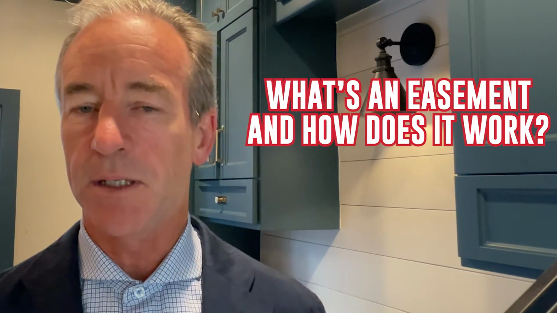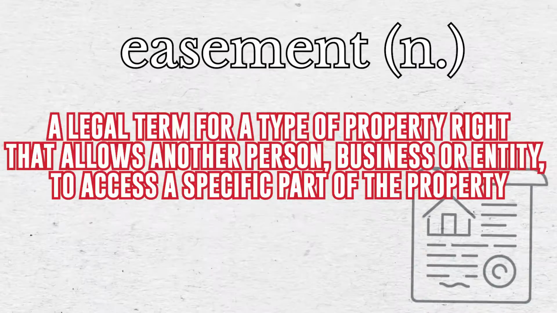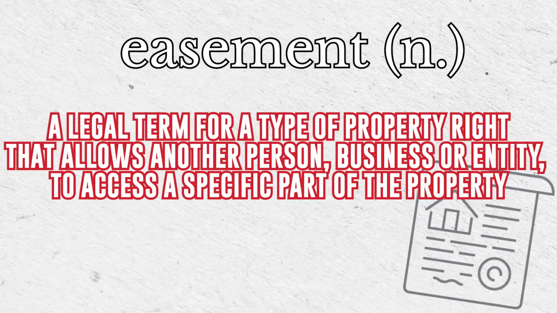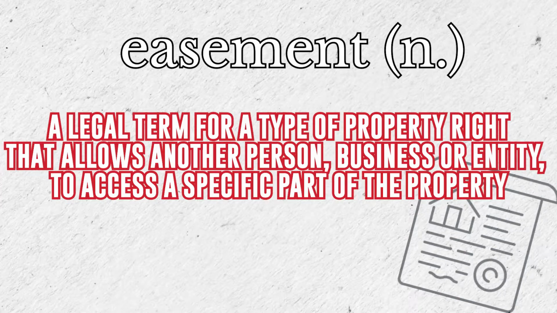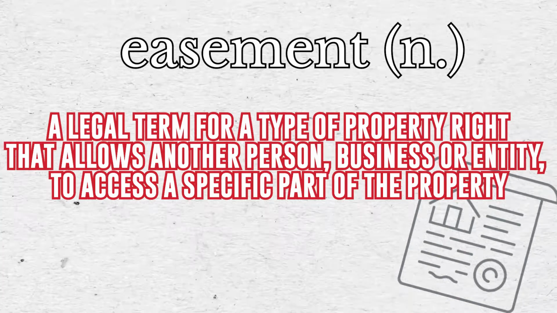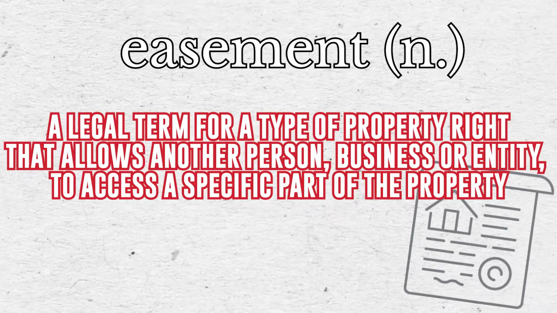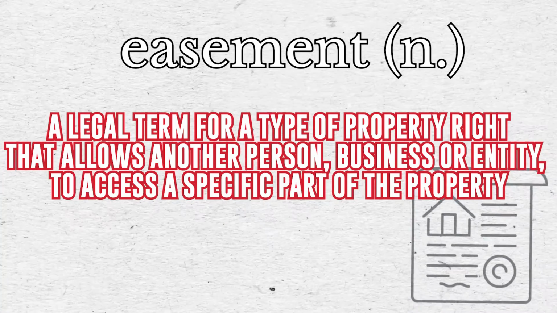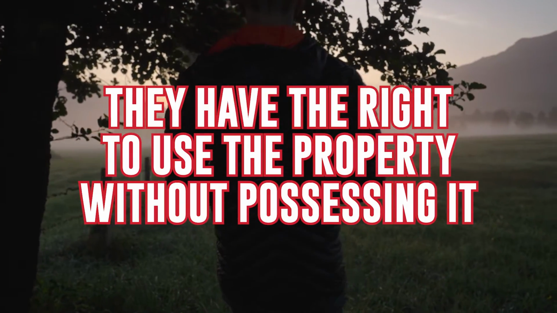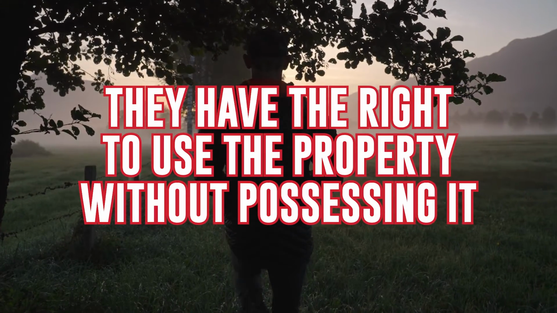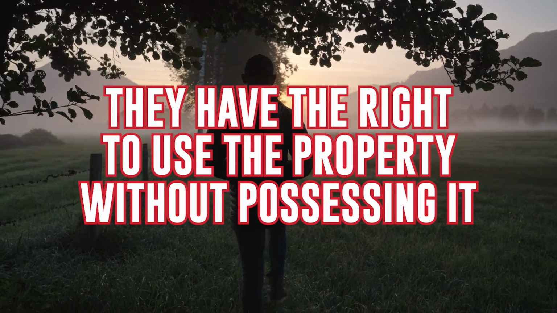All right, so let's start with what's an easement and just how does it work? Well, an easement is really a legal term for a type of property right that allows another person, business, or entity to access a specific part of the property. In other words, that person or entity has the right to use the real property of another without possessing it.